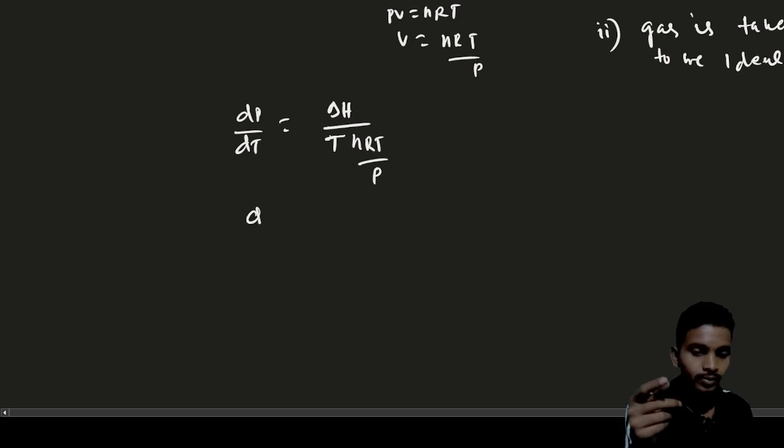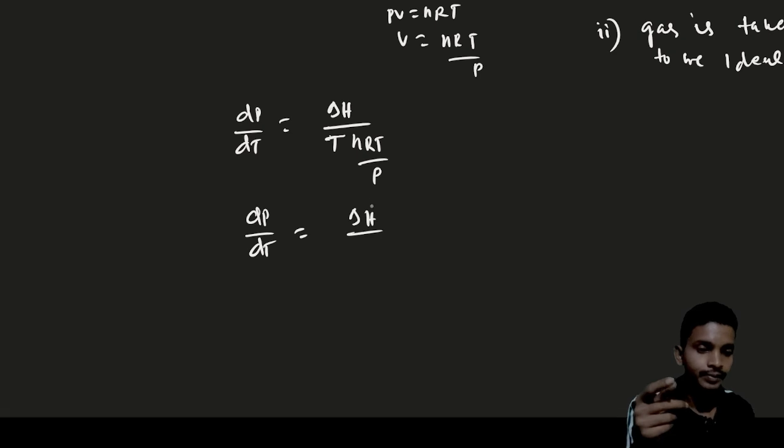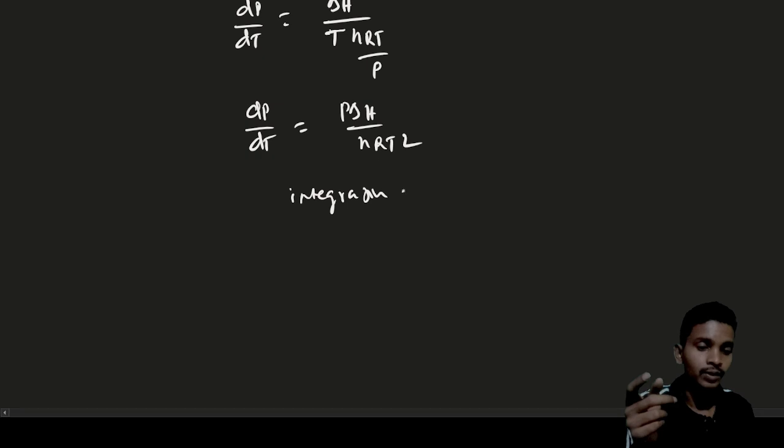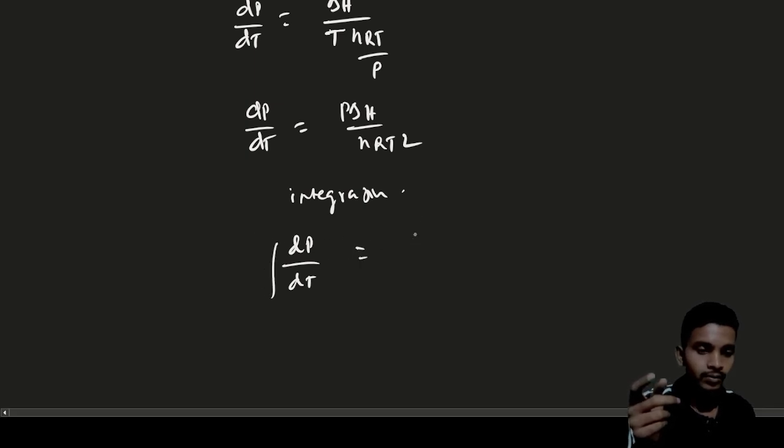So this will become dP/dT equal to ΔH over nRT², with P going above, so P ΔH. If we do the integration, then what happened? dP/dT equals P ΔH over nRT².